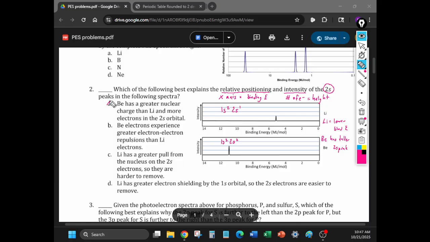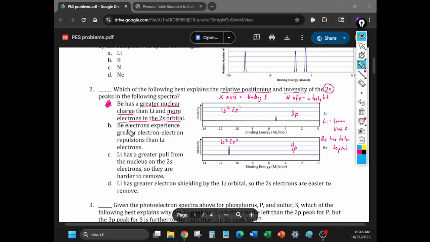So the answer is going to be A. I'll just let you guys know off the bat. The answer is A because first, it has a greater nuclear charge, which we know is true, right? Lithium has 3 protons. Beryllium has 4 protons, right? And so there are 4 protons, more positive charge, pulling the electrons in. We're still looking at the 2s, so it's the same energy level, and so beryllium is going to hold the 2s electrons more because it has more protons. And we also see that the answer says there are more electrons in the 2s orbital, which we said is true. Okay, now let's go through the other answers and talk about why they don't work.